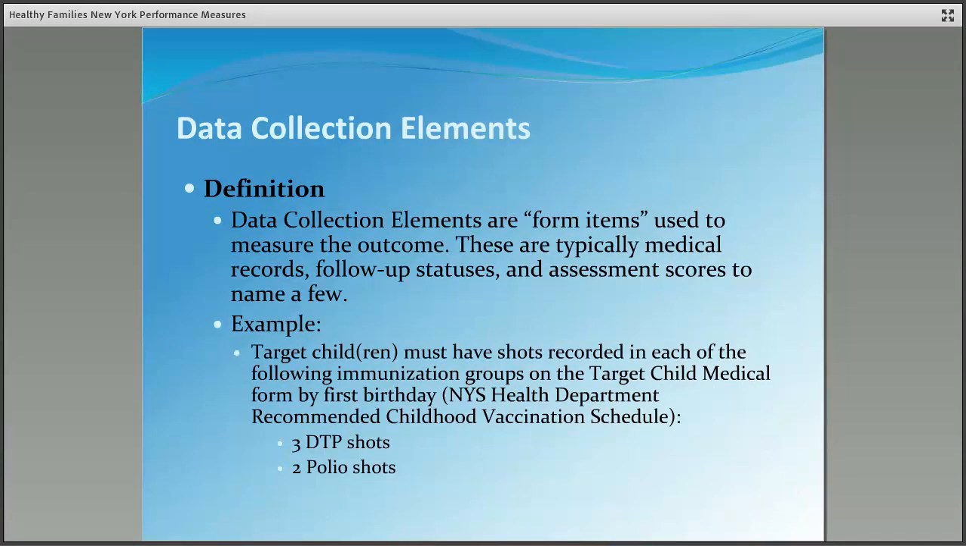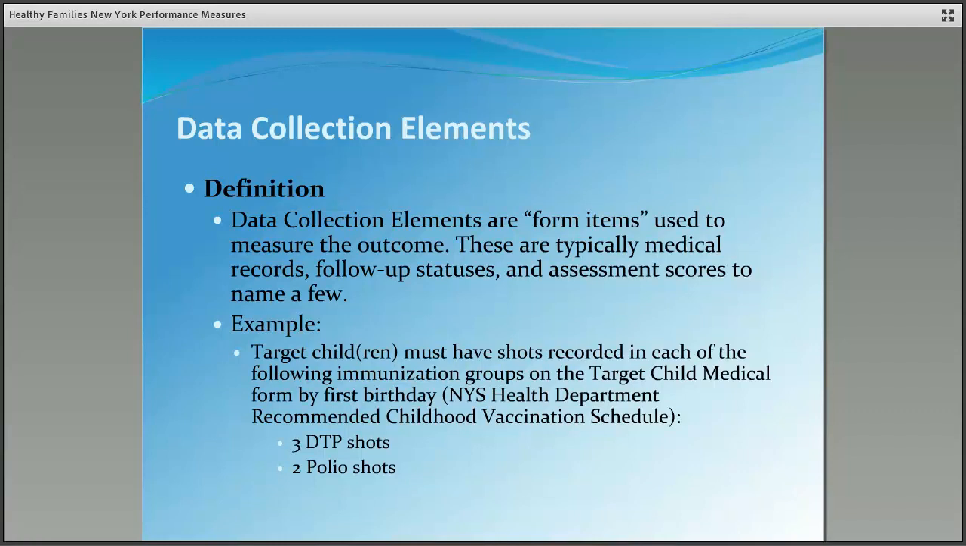The third element to define is data collection elements. Data collection elements are form items used to measure the outcome. These are typically medical records, follow-up statuses, and assessment scores, to name a few.